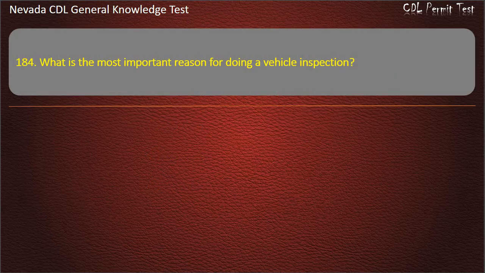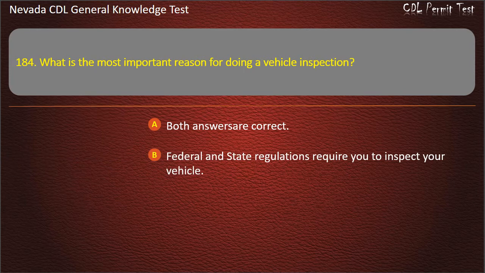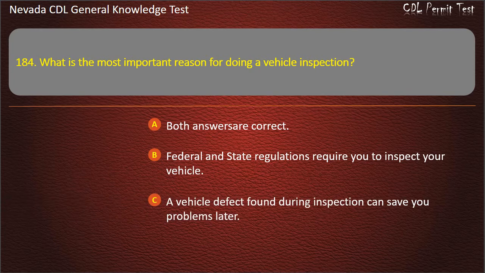Question 184. What is the most important reason for doing a vehicle inspection? Both answers are correct. Federal and state regulations require you to inspect your vehicle. A vehicle defect found during inspection can save you problems later. Answer. Both answers are correct.